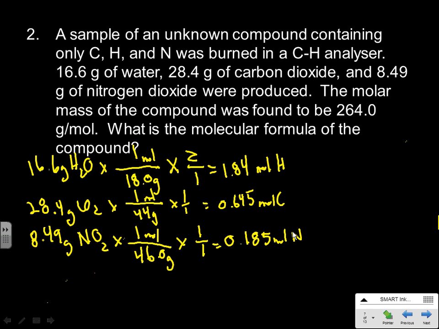Now we're back to where we were when we did any regular empirical formula. Divide off the smallest number, get a whole number ratio, check the molar mass, see if we've got to multiply by anything. So 0.185 appears to be the smallest. 1.84 divided by 0.185 is looking really close to 10.